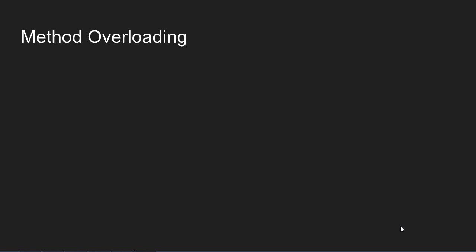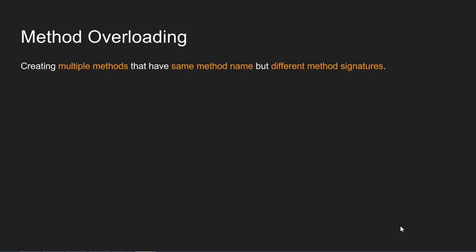Now method overloading. What is method overloading? Whenever we say method overloading in a class, we actually mean creating multiple methods that have the same method name but different method signatures. So what do we mean by that? Let's say we have a method called max. Here max is the method name. Let's say it is going to find the maximum of the two input values that are provided to this particular method.